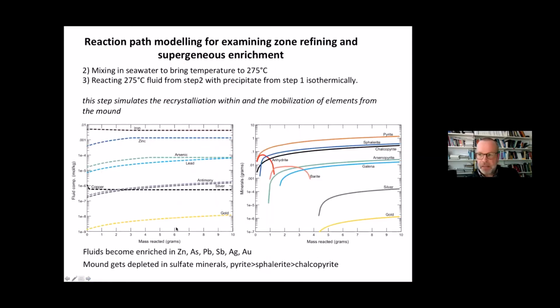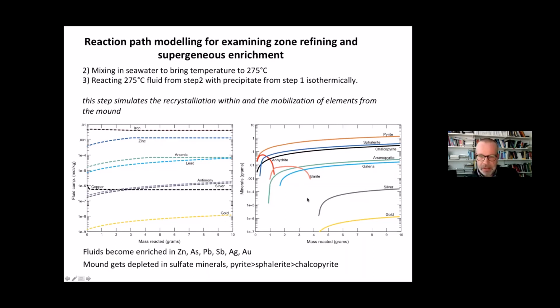If you have a big sulfide mound, you also have what we call zone refining and supergene enrichment, because fluids will come into the mound from below and seawater gets entrained. So in this step here, I'm mixing seawater with an end member hydrothermal fluid to bring the temperature to 275 degrees C. And you see what's happening on the way is the fluids become enriched in zinc, arsenic, lead, antimony, silver, and gold. But copper and iron don't go up. Instead, they drop a little bit.